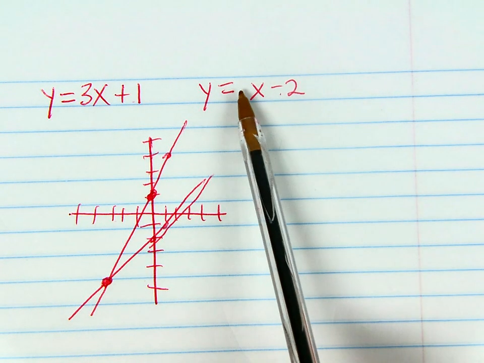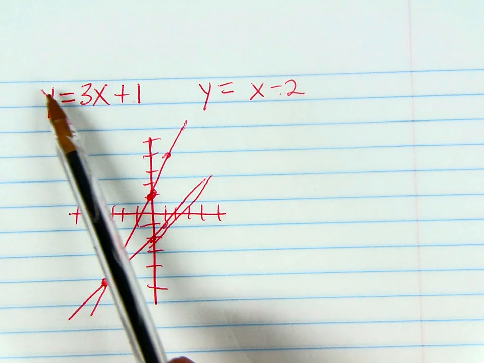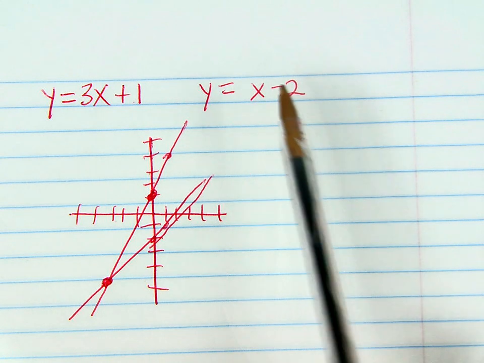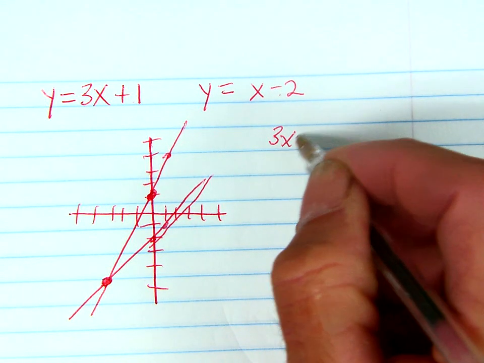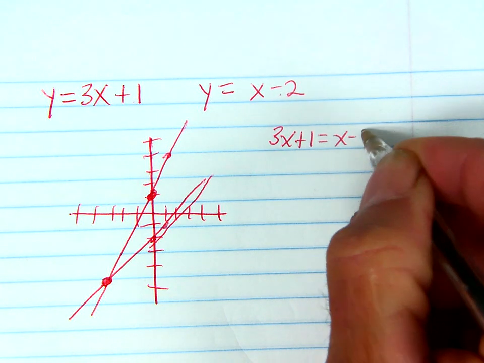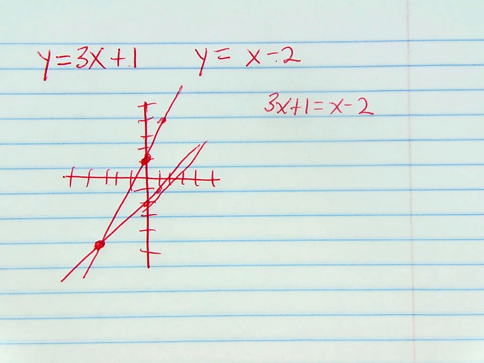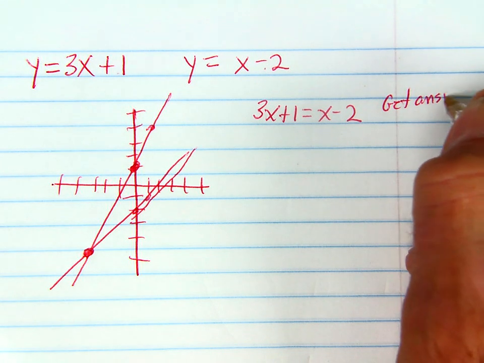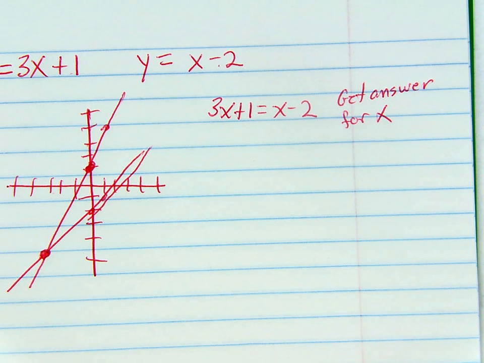The alternate to that is, this says it's equal to y, this says it's equal to y. If they're both equal to y, then they are equal to each other. And so you set them up like this: 3x plus 1 equals x minus 2. Now first you're going to solve for x. So get the answer for x. That's step 1.